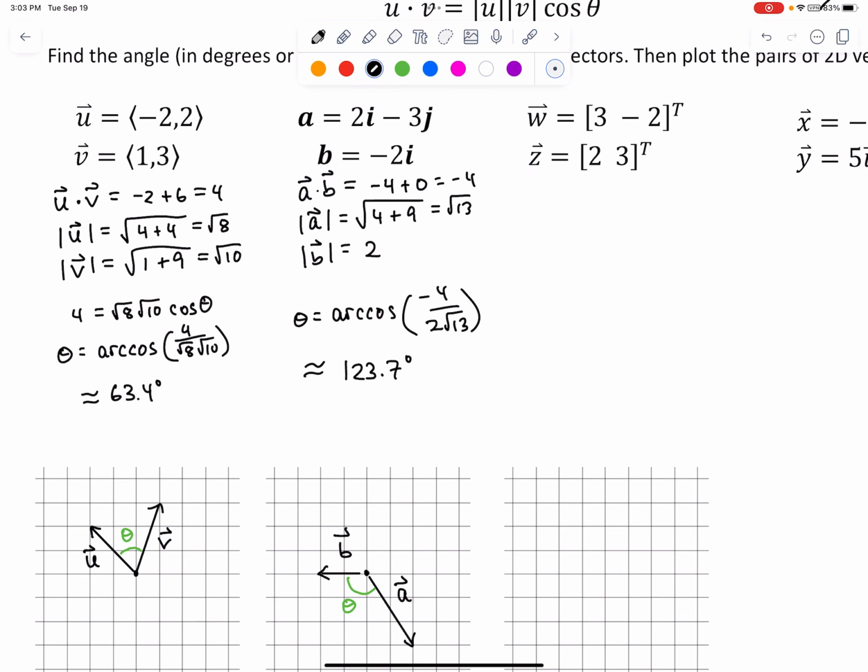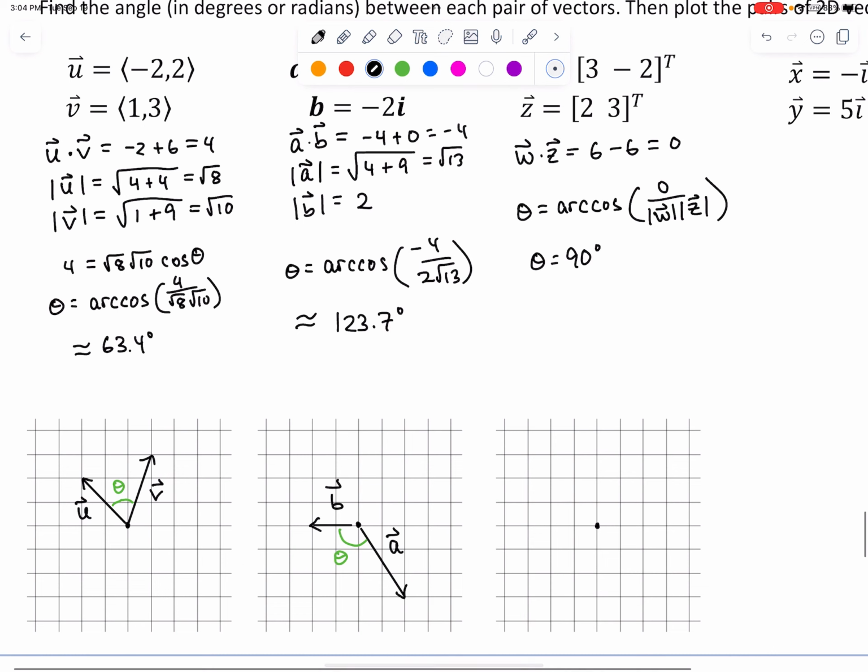Third case, the dot product of w and z. Multiply the first components, get 6, multiply the second components, we get negative 6, combine those, and we get a 0 dot product. Therefore, in this case, theta will wind up being the arc cosine of the dot product divided by their magnitudes. And it doesn't really matter what their magnitudes are, because 0 divided by them will still be 0. And the arc cosine of 0, so we're trying to think of the angle between 0 and 180 degrees at which the cosine is 0, and that's at angle 90 degrees.